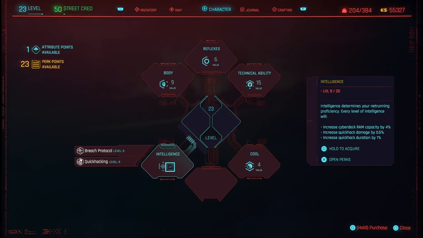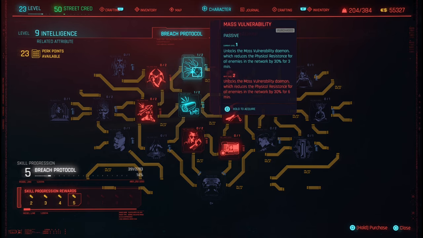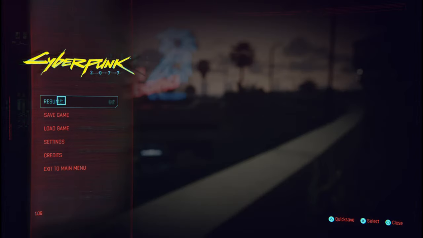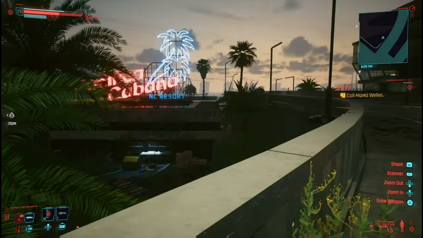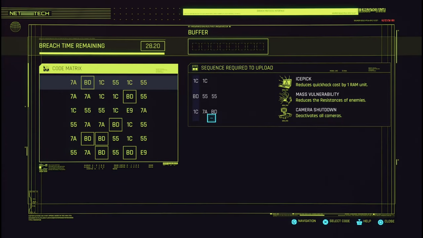But first, before you do that, you want to come over to character, and you will need to buy the Big Sleep and the Mass Vulnerability. Once you've done that, you want to put yourself on the easiest difficulty. So put it on easy, okay? So now let's go and do this. Okay, let's get into this breach protocol.